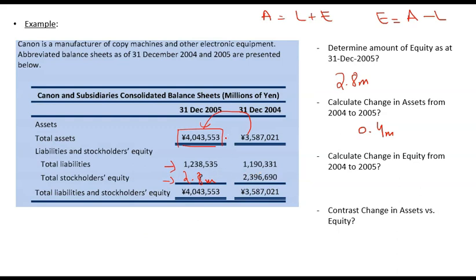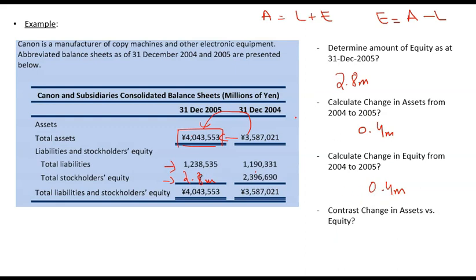Sorry, this is not asset. This is asset. So your assets have increased from 3.6 to 4. That is 0.4 million, and your equity has increased from 2.4 to 2.8. That is again 0.4 million. So in this case, if you do it in decimal terms, it is coming up to be 0.4 and 0.4. But if you do it up to 2 or 3 decimal places, it will be different.